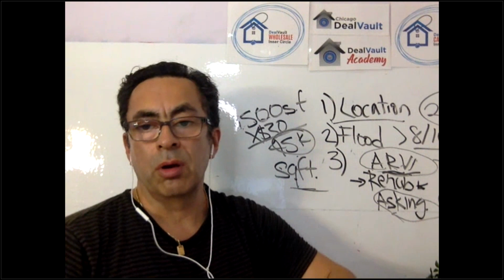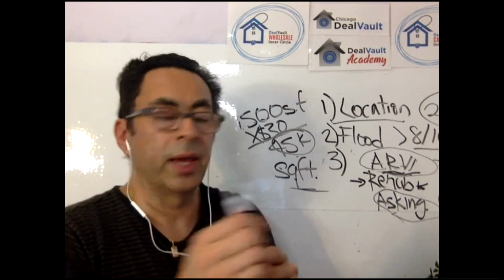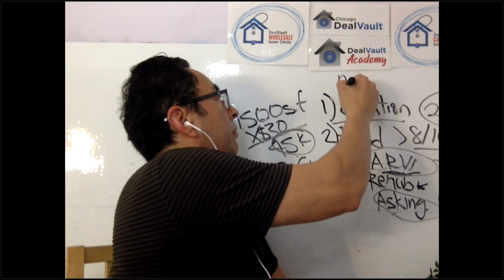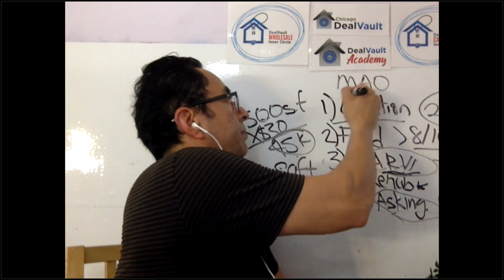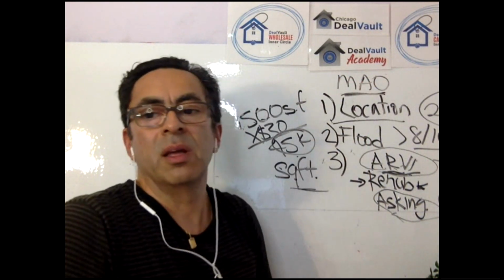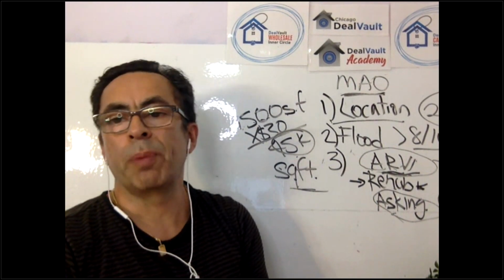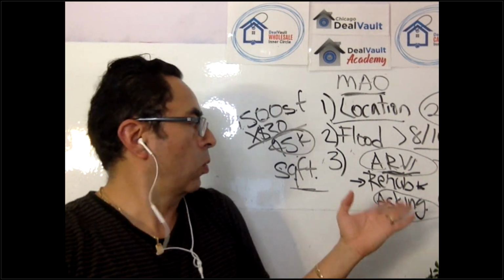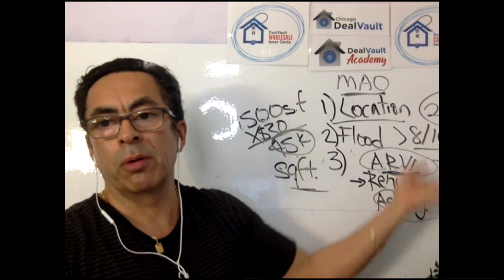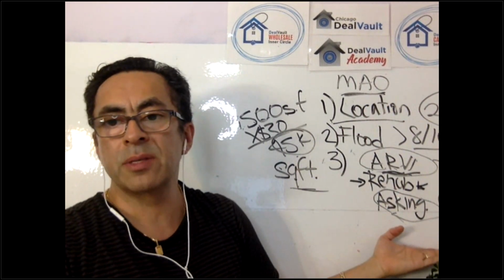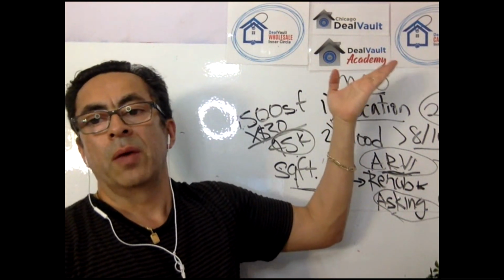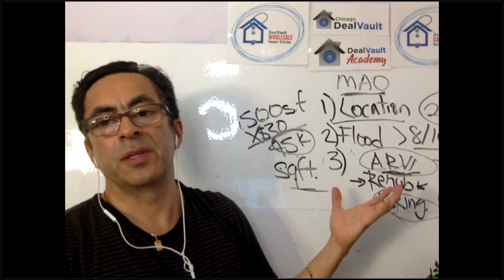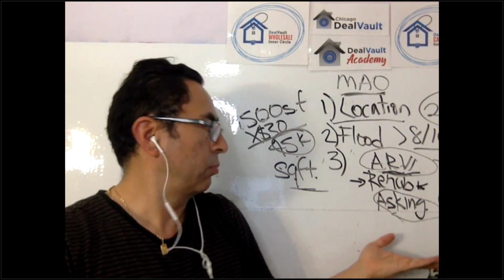Now, there's another concept that you need to be aware of: your max allowable offer. So what does that mean? That's the most you should pay for a property. In this case, we're analyzing the property from the bottom up, starting from the asking price, and then adding 80 to 100,000, and the rehab shouldn't be more than 50, 60,000. So we're doing bottom up.